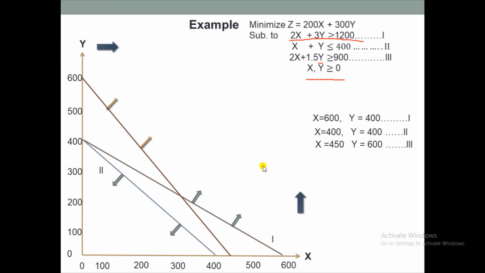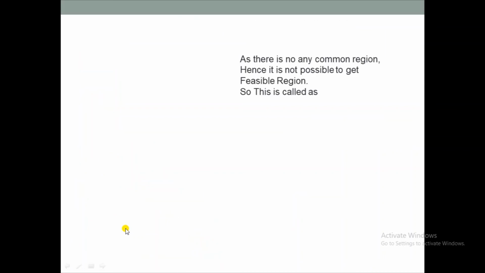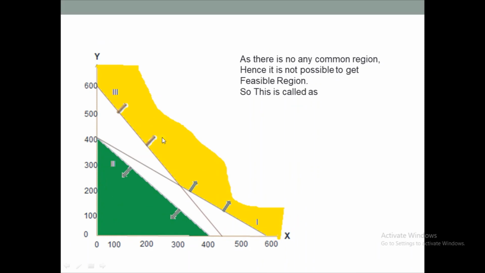Okay, so now if we think that the first equation is showing above the line, the second is showing below the line, the third is showing above the line, now we will have to find a common region, which is called a feasible region. Here, these lines are showing above the line and these lines are showing below the line, so there is no common region.